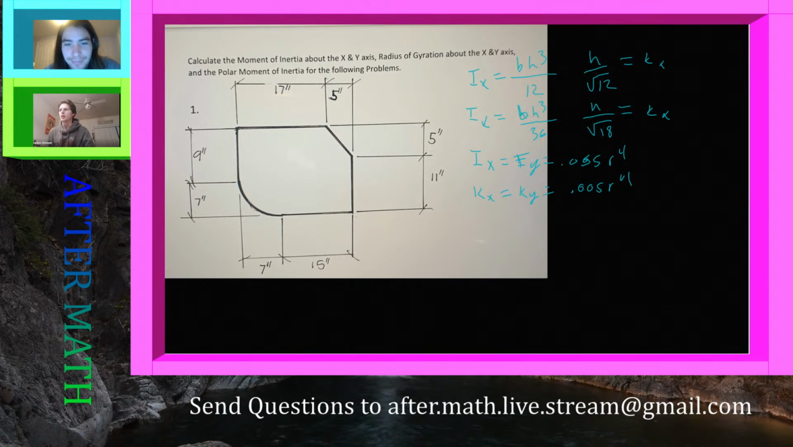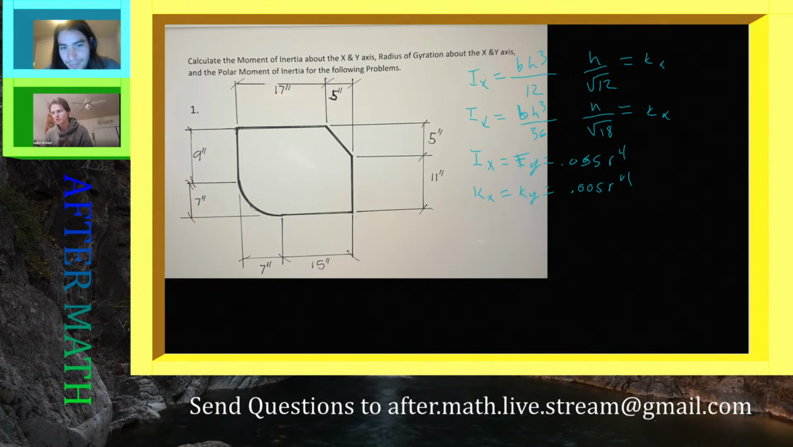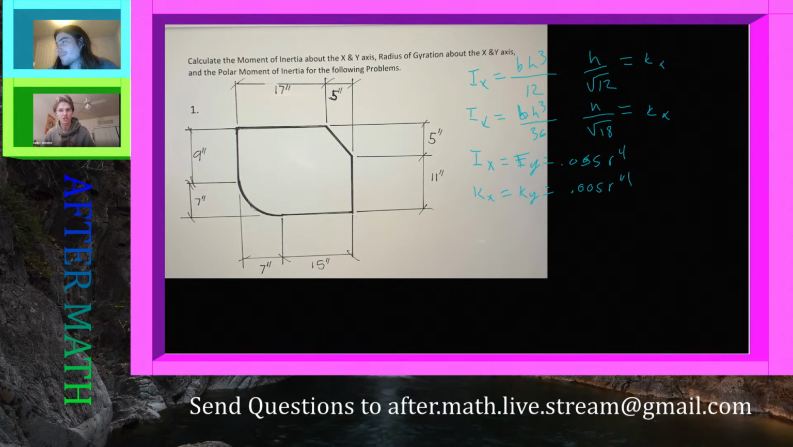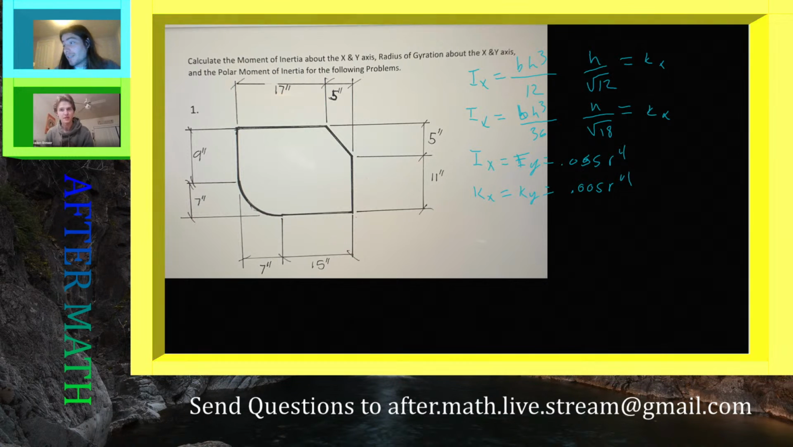Okay, and Kip, all these equations you just wrote down, somebody has done some integration to solve for these moments of inertia of these different shapes. Is that correct? That is correct. Okay. All right.